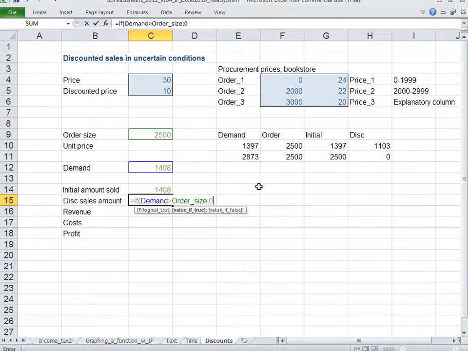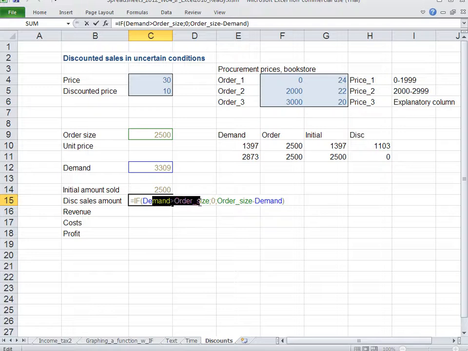Okay, and now let's consider the other option, which is if the demand isn't big, so demand is small. If the demand is even smaller than the order size, then we have to sell at discount the leftovers, which is order size minus demand. Remember, demand was small, so what's left from the order size we have to sell at a discount. And that's all. We got our formulas down. So in case of a big demand, we sell nothing at a discount. In case of a small demand, what's left from the order size is what we sell at a discount.